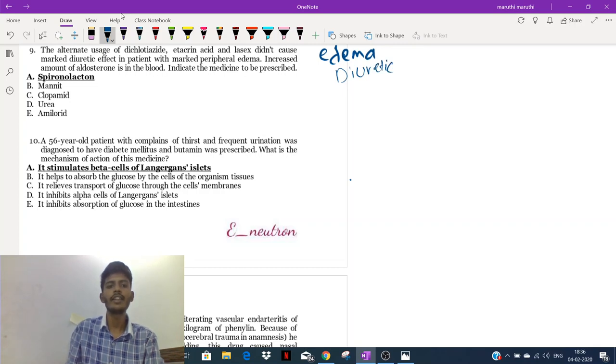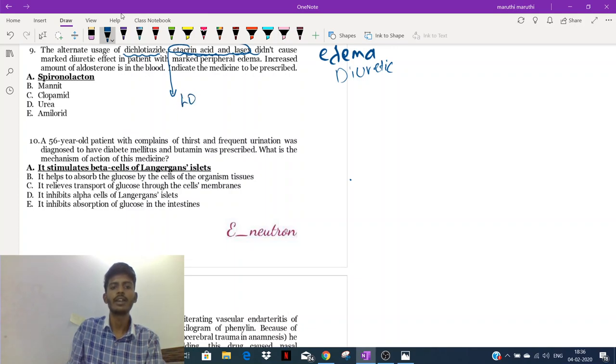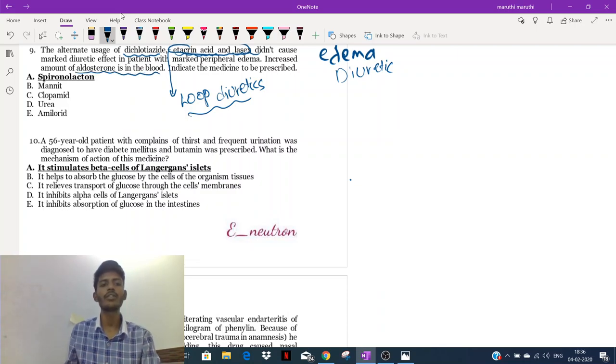So already they used diuretic, they used thiazide, at the same time they used etacrynic acid and Lasix. Now etacrynic acid and Lasix, these are the two drugs which are called loop diuretics. Now these loop diuretics are the strongest diuretics. Even after using the drugs, the patient's edema didn't get better. Apart from that, they found aldosterone extra in the body. When they found aldosterone extra in the body, now what is the drug to be given?